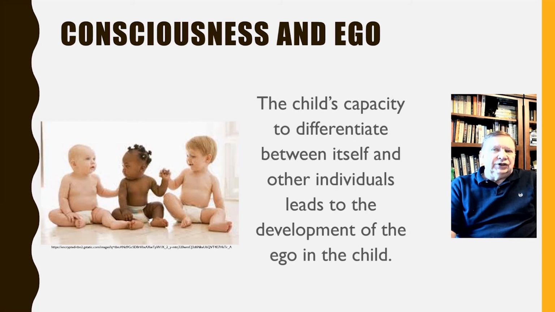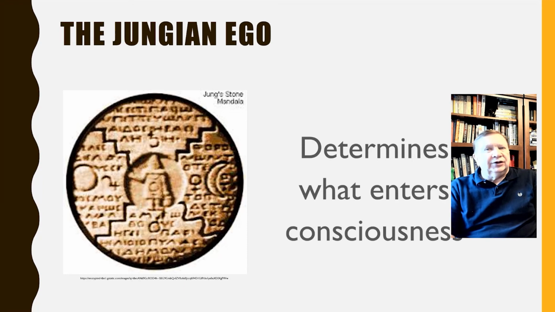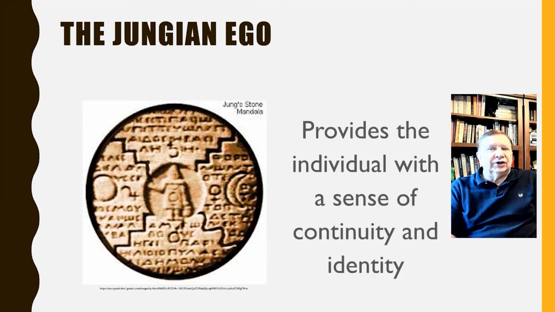So let's take a look and see what ego does from a Jungian perspective. It organizes the conscious mind. It's also a gateway. It determines what is going to enter our consciousness. Furthermore, it provides us with a sense of continuity and identity. Who am I? It allows you to make predictions of what kind of behaviors you're going to do. Given a certain situation, what am I going to do in that situation?